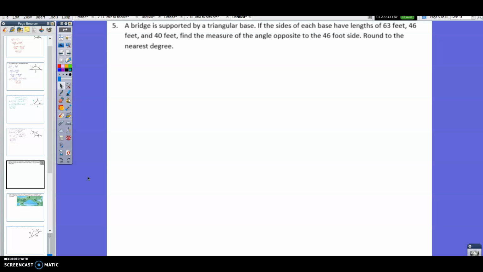Okay, number 5 says, a bridge is supported by a triangular base. The sides of each base have lengths of 63 feet, 46 feet, and 40 feet. Find the measure of the angle opposite to the 46-foot side and round to the nearest degree.